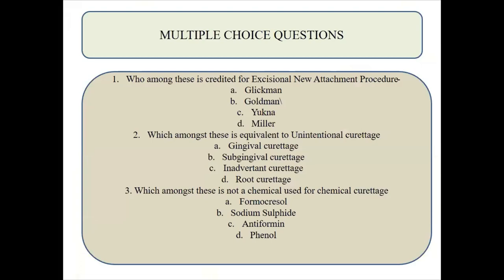So basically, there are certain multiple choice questions. Who among these is credited for the excisional new attachment procedure? The answer is Yukna. Which amongst these is equivalent to unintentional curettage? That we have already discussed, inadvertent curettage. And which among these is not a chemical used for the chemical curettage procedure? The answer is formocresol.